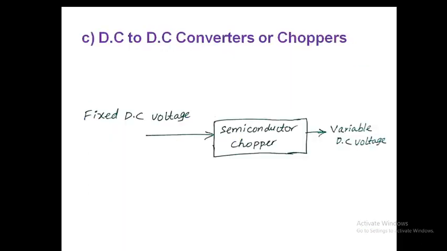And the third one is DC to DC converters or choppers. Here again, the DC to DC converter is designed with power semiconductor devices. From a fixed DC voltage supply, if you need to get a variable DC voltage, we need to go with the DC to DC converter or chopper. If your supply voltage is DC, then we need to go with the DC to DC converter to get that variable DC voltage.